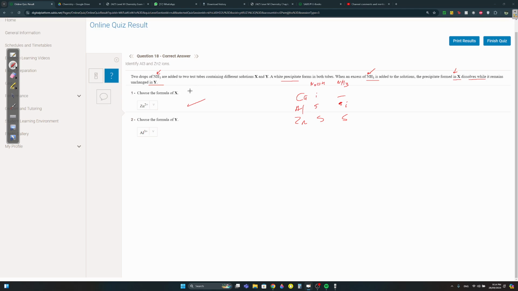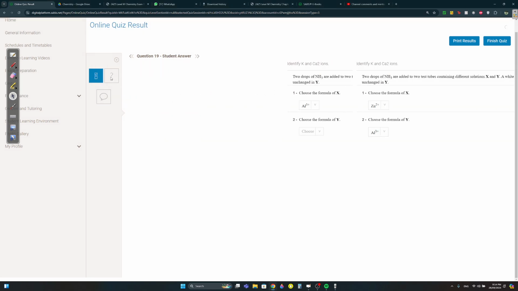Choose the formula of X. Of course, the one that dissolves in excess NH3 is zinc, Zn2+. Here's the thing, some people will be confused. Why isn't it calcium? In calcium, when you add NH3, there's no precipitate formed. But in Y, it got a precipitate. So of course it's not going to be calcium. It's either going to be aluminum or zinc. And since they said it didn't dissolve in Y, it's aluminum, because aluminum doesn't dissolve in excess NH3.